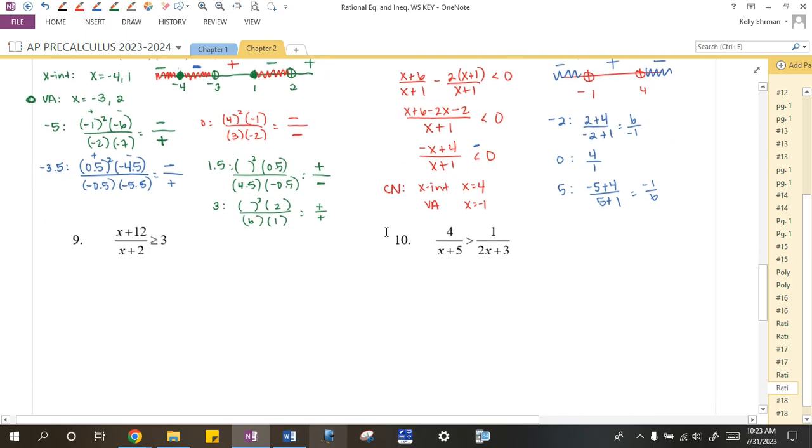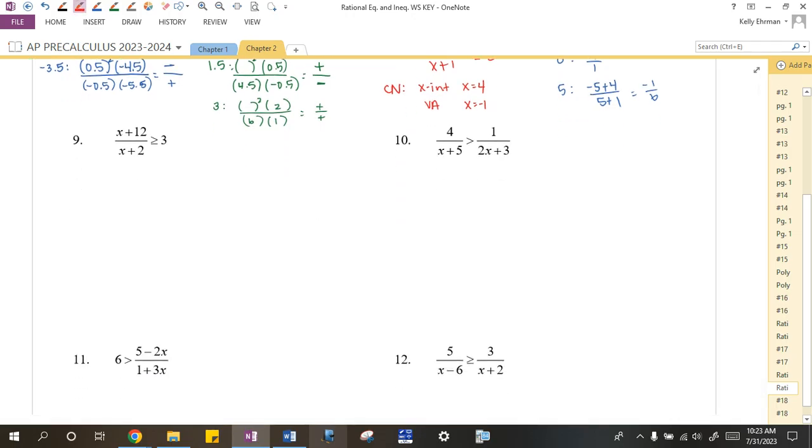Okay, same idea to begin with for number 9. So subtract 3 is your first step.